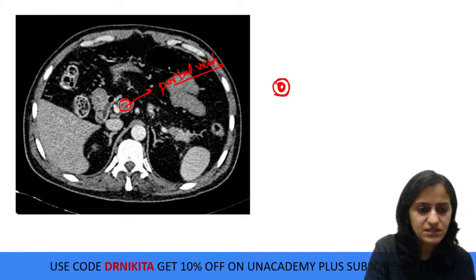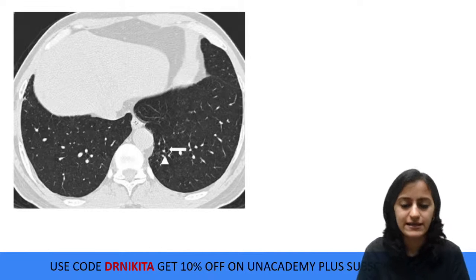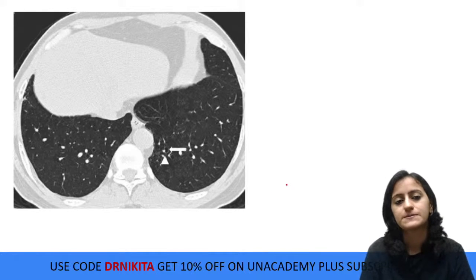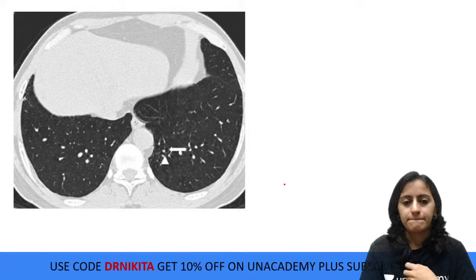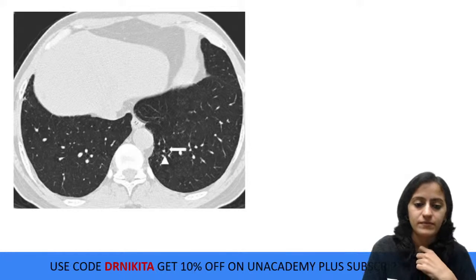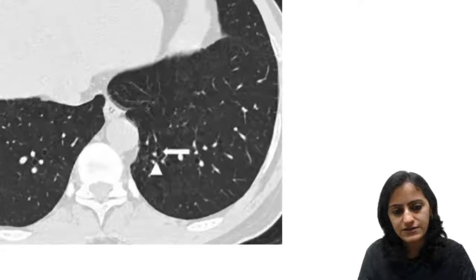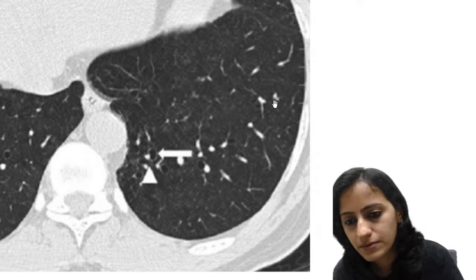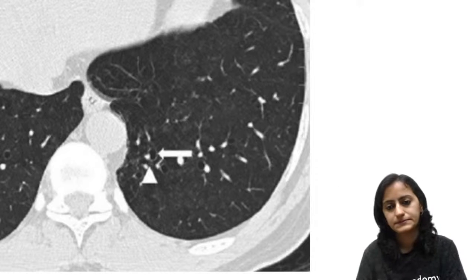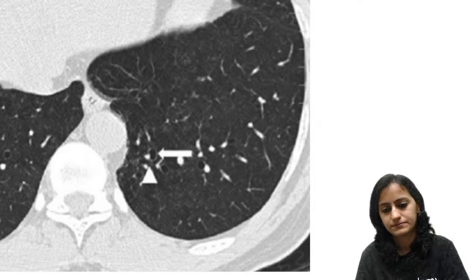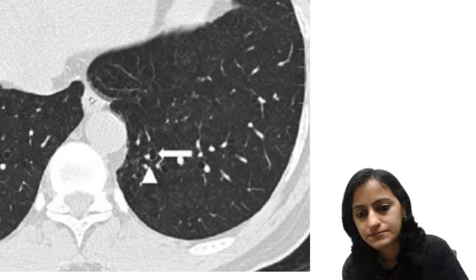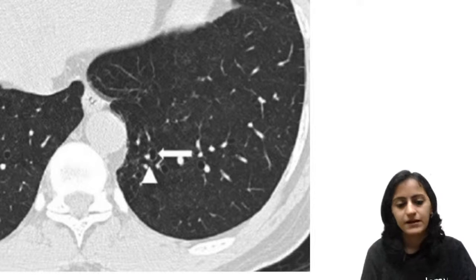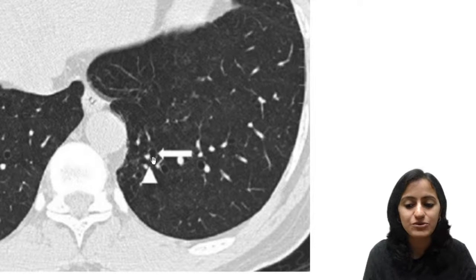Okay, let's go to the next one now. I think this should be an easy one. What is this? So if I can zoom this image for you to show you this sign better. Absolutely right, that's your Signet Ring sign.